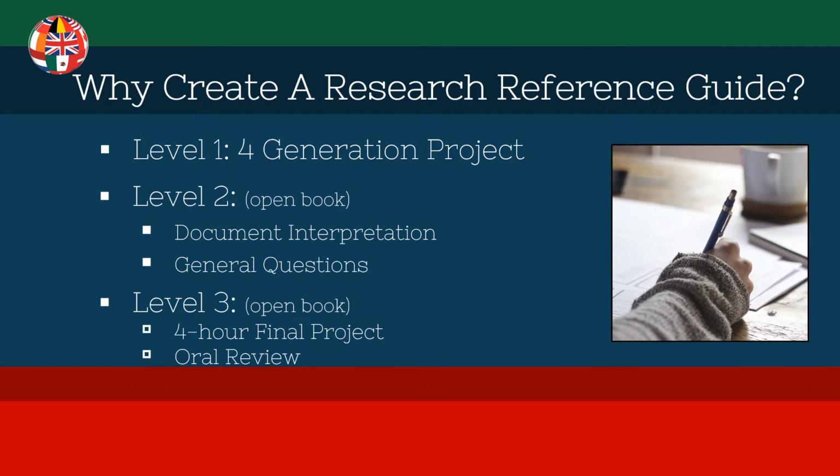For the ICAPGen accreditation process, all 3 levels are open book, so you will be allowed to use your research reference guide on your level 1 4-generation project, as well as your level 2 document interpretation and general questions test, and your level 3 4-hour final project, and then the oral review. This is important because levels 2 and 3 are timed, and there will not be sufficient time during the test to research some of the more in-depth answers. And by having a research guide, you will be able to find the answers quickly and move on to the next question.